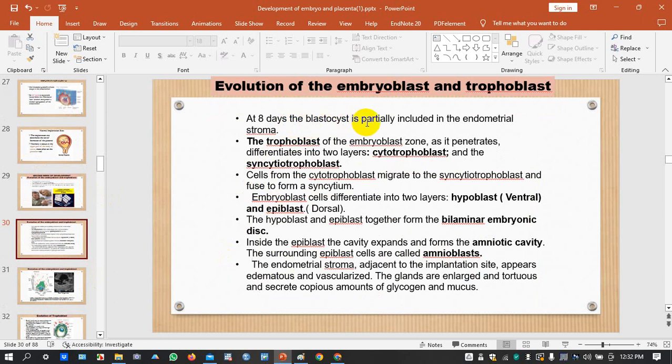At 8 days, the blastocyst is partially embedded in the endometrial stroma. The trophoblast, as it penetrates, differentiates into two layers: the cytotrophoblast and the syncytiotrophoblast. Like I said, the trophoblast leads to the production of fetal membranes like the placenta and the chorion. Cells from the cytotrophoblast migrate to the syncytiotrophoblast and fuse to form a syncytium.